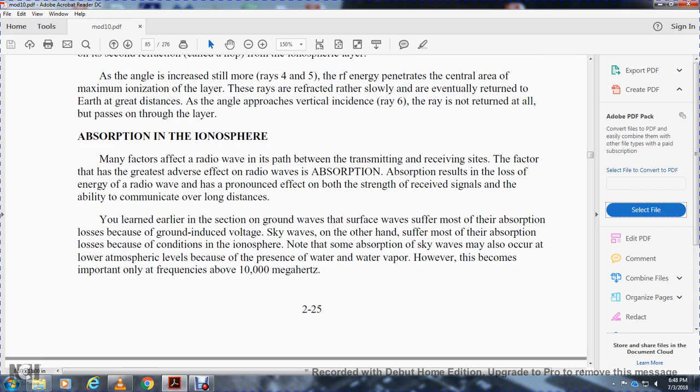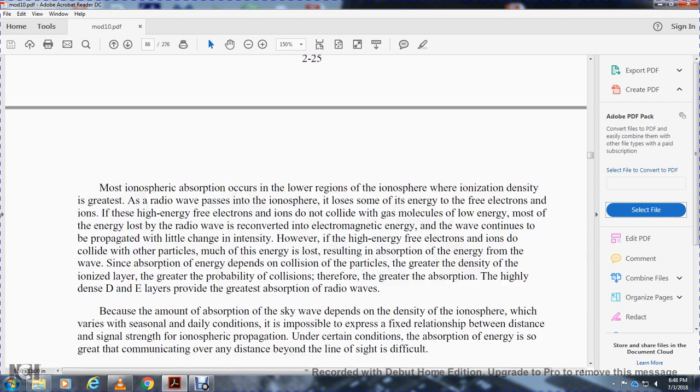You learned in the section on the ground wave that the ground is the source of most of the absorption loss, through the induced voltage in the ground. Sky waves, on the other hand, suffer most of their absorption loss in the ionosphere. Some absorption of the sky waves must also occur in the lower atmosphere due to the presence of water and water vapor. However, this becomes important only at frequencies above 10,000 megahertz.